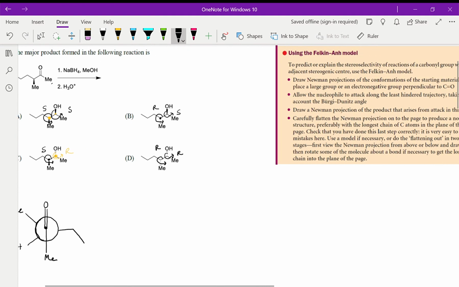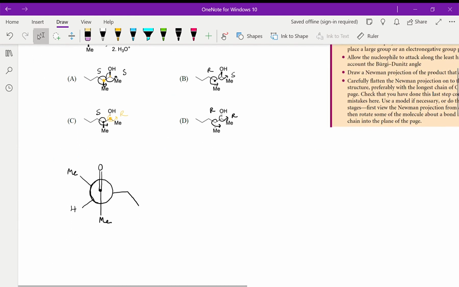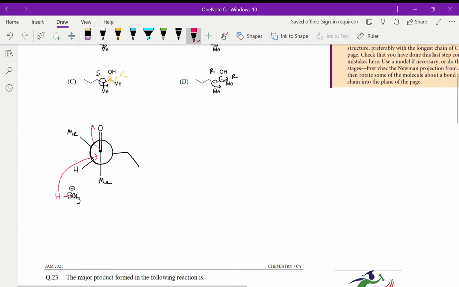As you can see, it already says allow the nucleophile to attack along the least hindered trajectory, taking account of the Bürgi-Dunitz angle. So obviously we will come from the side which has the least steric hindrance. Okay, that means the hydride from NaBH4, which is this one, let me use a different color to indicate, will obviously come like that, and it will open up this way.